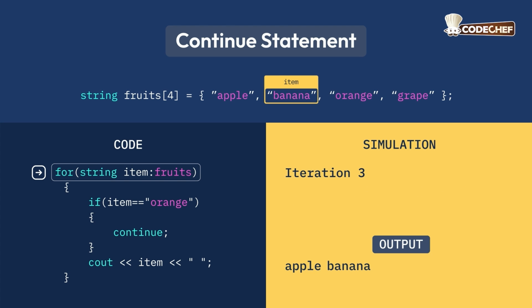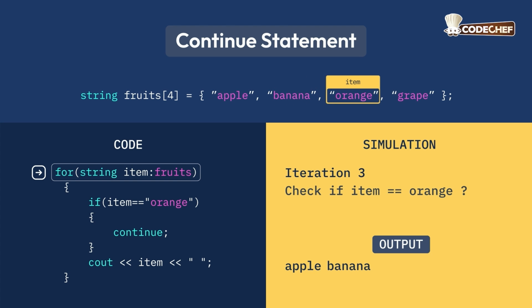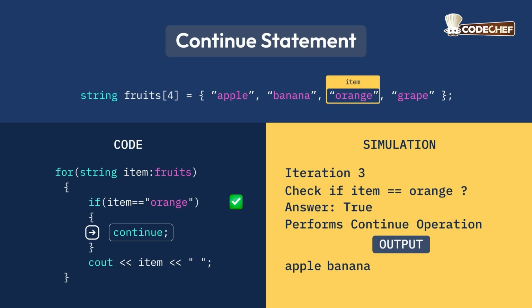In third iteration, as the item value is orange, the if condition becomes true and the control moves inside the if block. The continue statement is executed and the control skips the current iteration and goes to the next iteration.